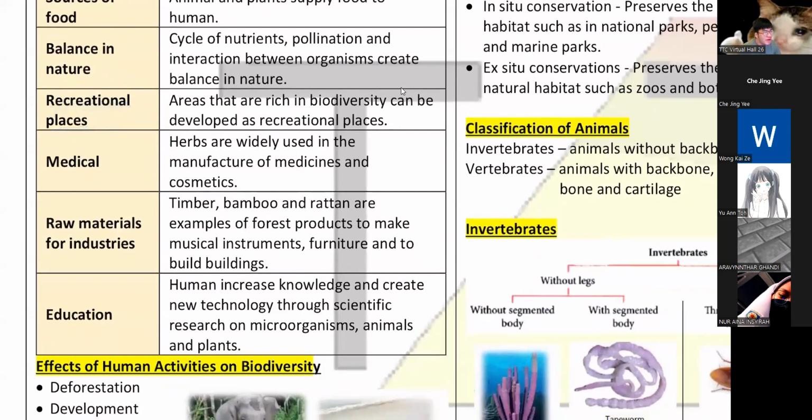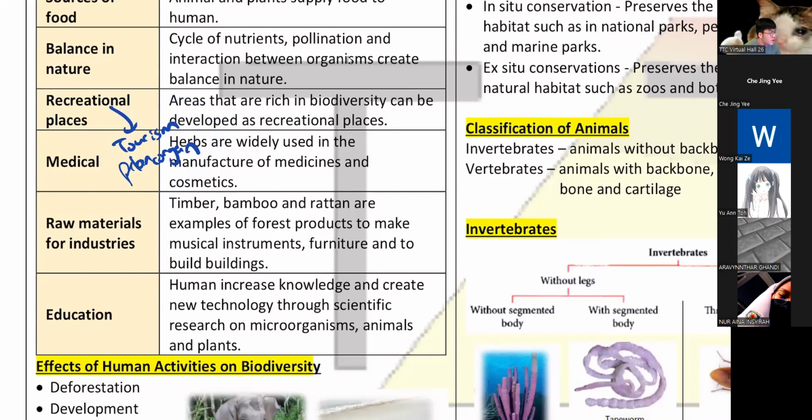Recreational places, tempat rekreasi. What is recreation? That means places you go for travel. You know what is Taman Negara, right? So we have so many Taman Negara because they are recreational places. This can lead to tourism, pelancongan. So when you have recreational places, you will lead to tourism. And this is an income, sumber pendapatan. It's a source of income.